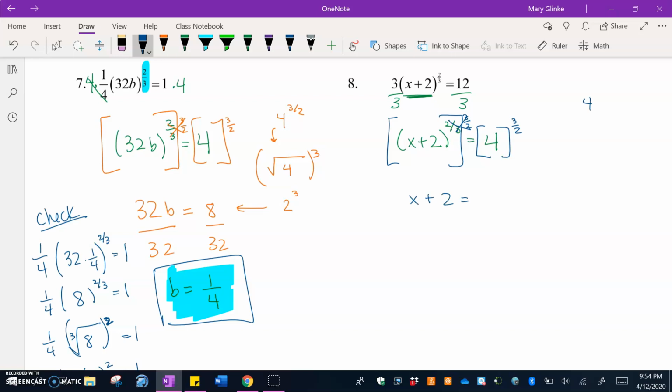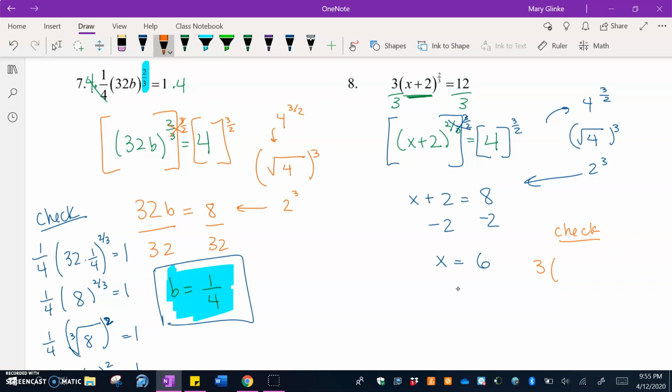So we need to do 4 to the 3/2 power. Once again, you can think of it as the square root of 4 cubed, and then we would end up with 8 once again. We're going to finish solving our equation and we get x equals 6. And our final check here is 3 times 6 plus 2 in parentheses being raised to the 2/3 power. That's supposed to equal 12.